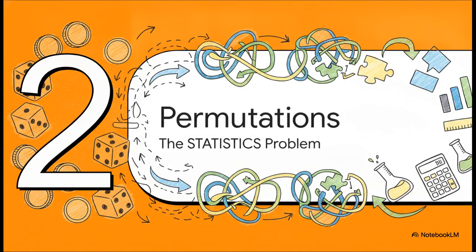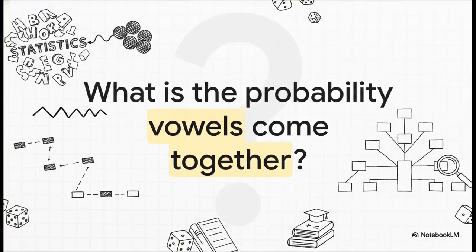Moving on to Section 2, permutations, the statistics problem. We're transitioning to our advanced tools now. We are moving from simple coins and dice to a classic scrambling problem, one where the order of the items absolutely matters. Here's a super classic exam question. The letters of the word statistics are scrambled. What is the probability that the vowels come together, or that the consonants do not occur together?